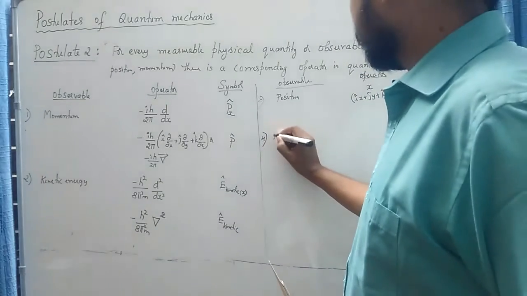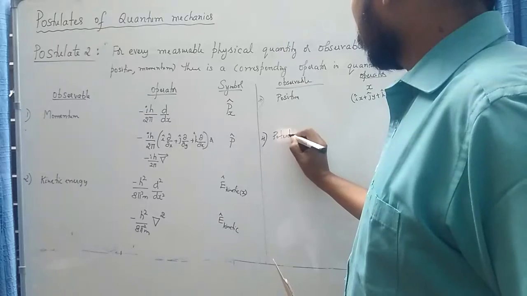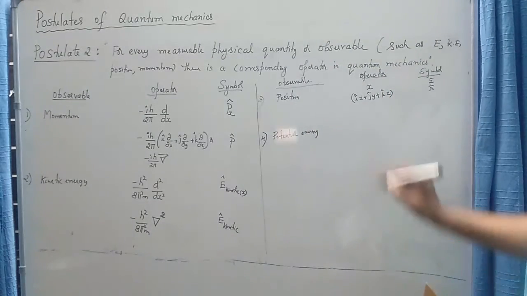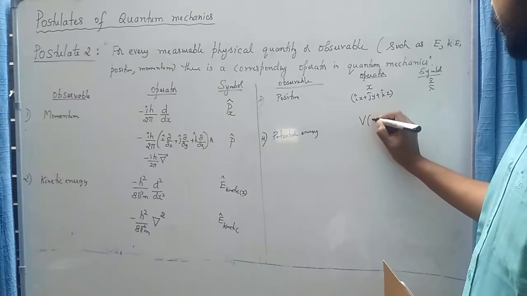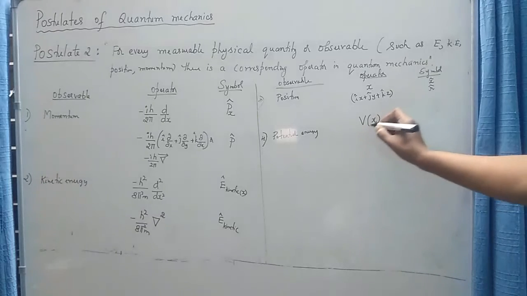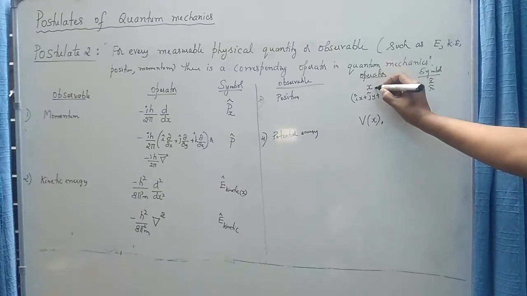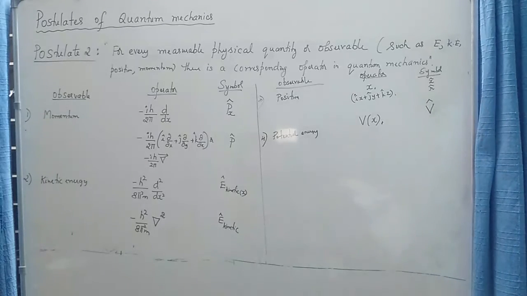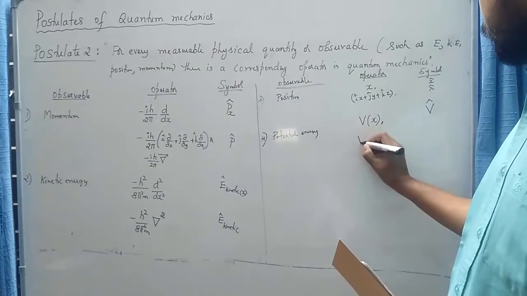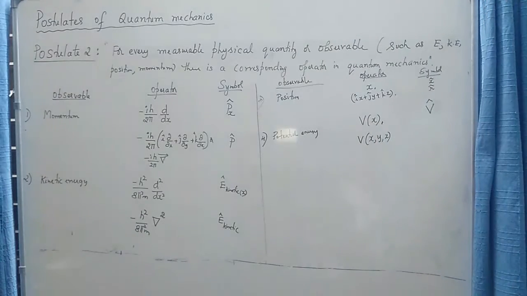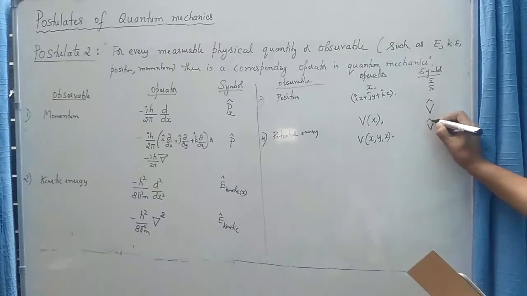The fourth observable is potential energy. Again, potential energy is a multiplication operator. We simply multiply by the formula for potential energy. The operator is V of x. It is a multiplication operator and it is represented by the symbol V cap. If it is three dimensions, then the potential energy is V of x comma y comma z. It is also a multiplication operator, also represented by the symbol V cap.